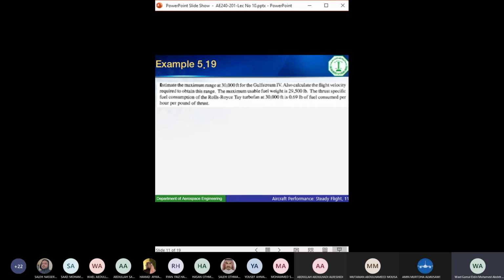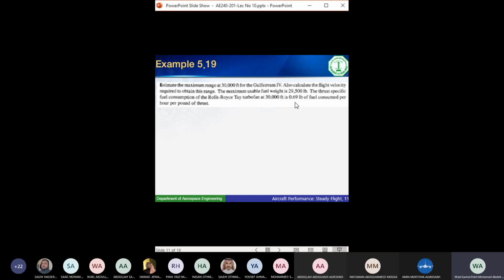Okay. Let's try to put some numbers in there. Example 519 says for the Gulfstream 4, the aircraft that you are very familiar with, flying at 30,000 feet, calculate the range and the speed at which this range occurs. So we need R and V for this jet aircraft. Knowing that the fuel weight is 29,500 pounds, and the thrust specific fuel consumption for the engines is 0.69.